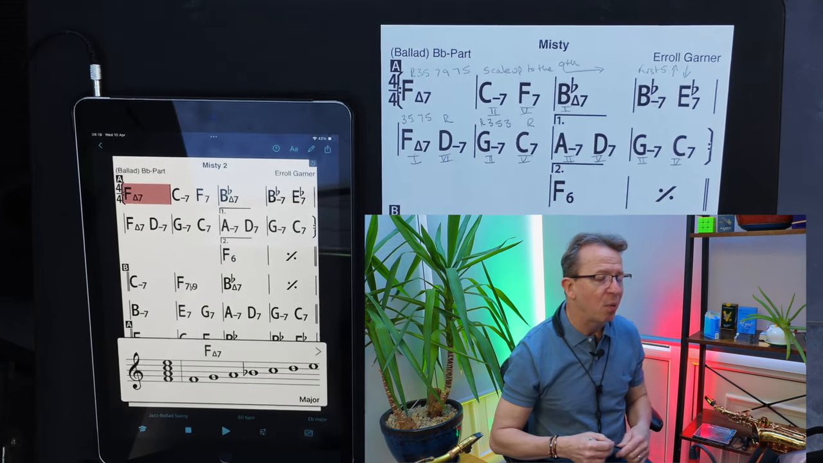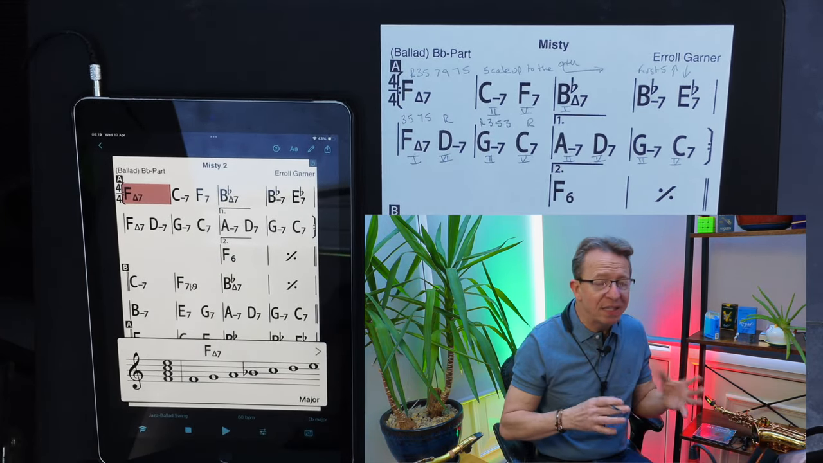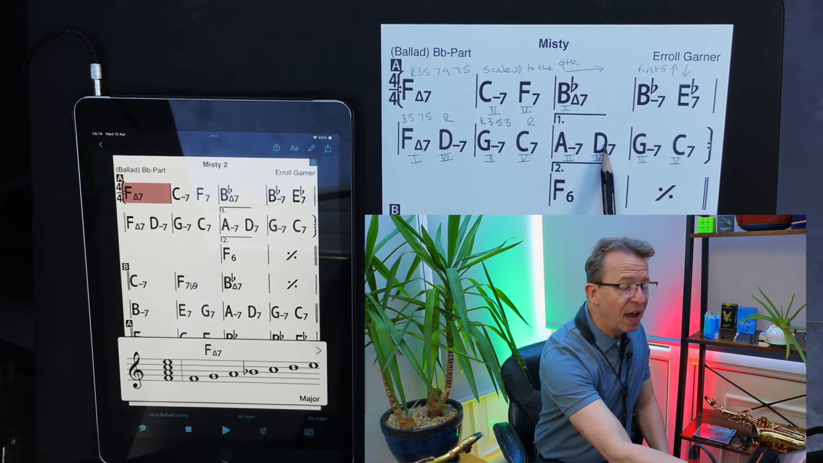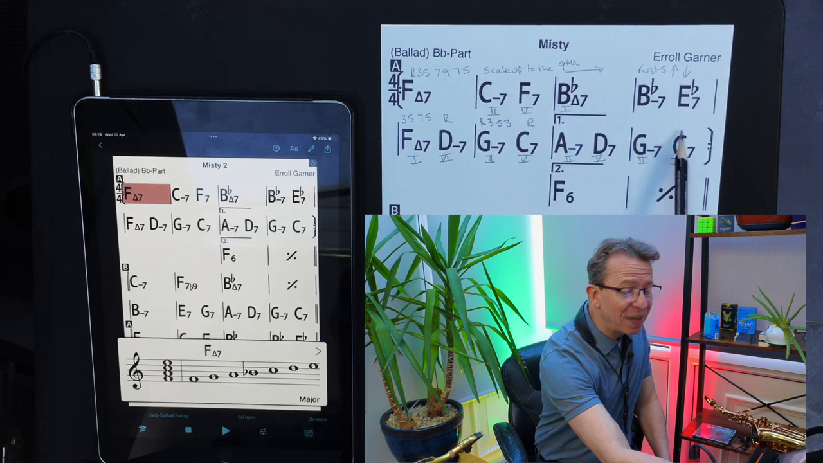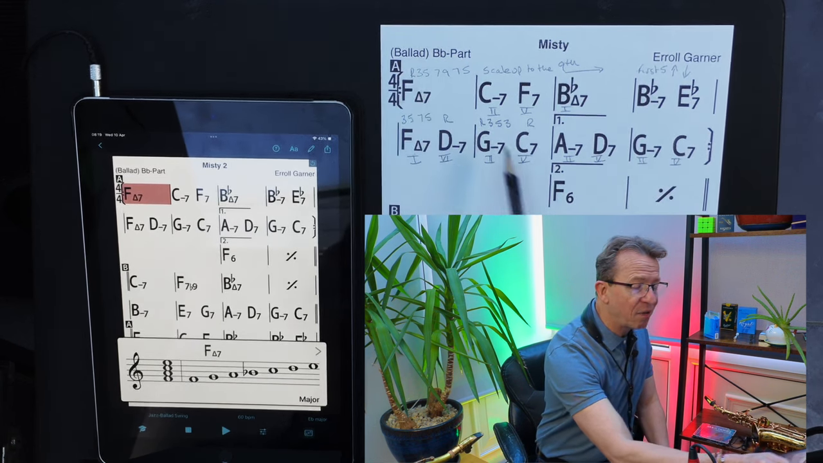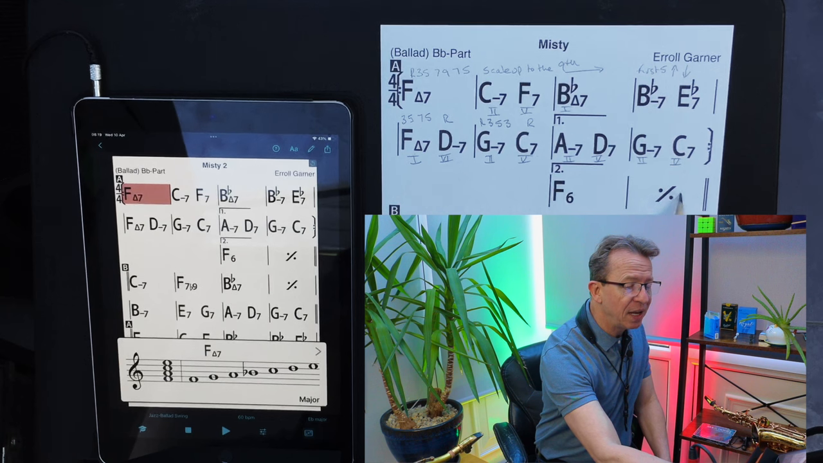And the reason why that works is because the A minor 7 and the D7 just here start to build up tension, and then instead of resolving, it builds up that tension even more before it gets resolved on this F up here or this F down here.